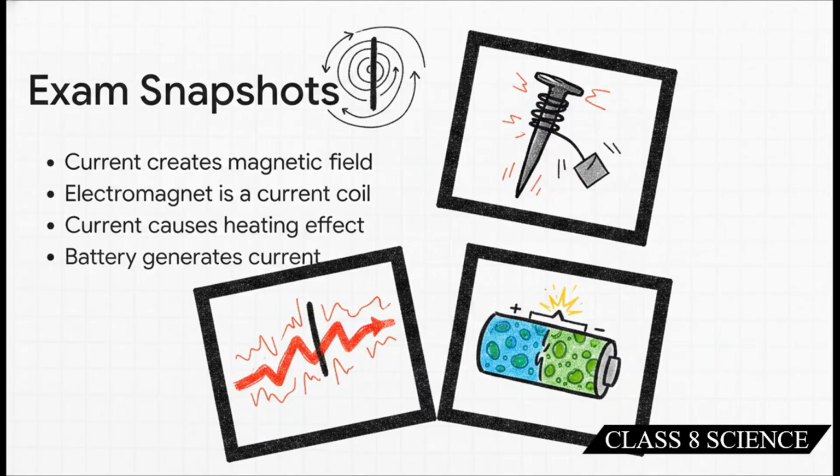Snapshot 1, an electric current flowing through a wire creates a magnetic field. Snapshot 2, a current-carrying coil is an electromagnet, and you can easily make it stronger by adding more battery cells or more wire turns. Snapshot 3, current pushing through resistance creates the heating effect, which is perfect for everyday appliances. And Snapshot 4, a battery generates its current through chemical reactions between its electrodes and the electrolyte.